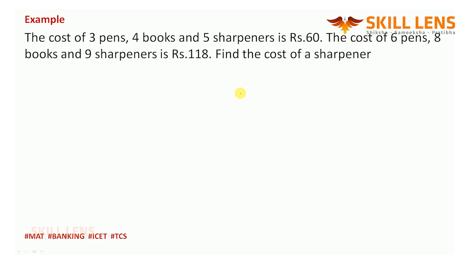These type of questions been asked in MAT, banking, ICET, TCS. The cost of 3 pens, 4 books and 5 sharpeners is rupees 60, and the cost of 6 pens, 8 books and 9 sharpeners cost is 118. So what is the question? Find the cost of sharpener.